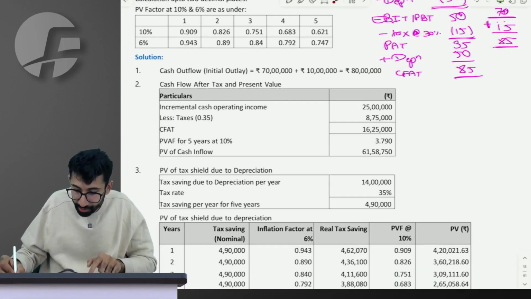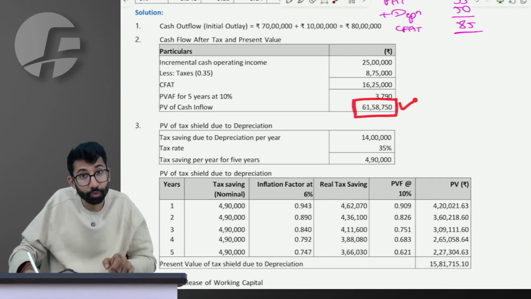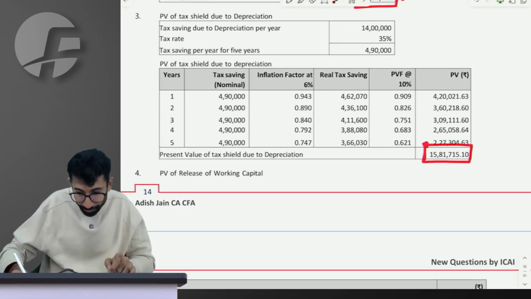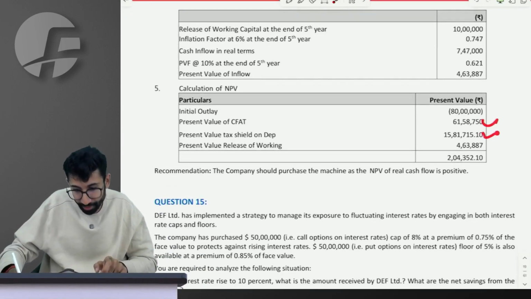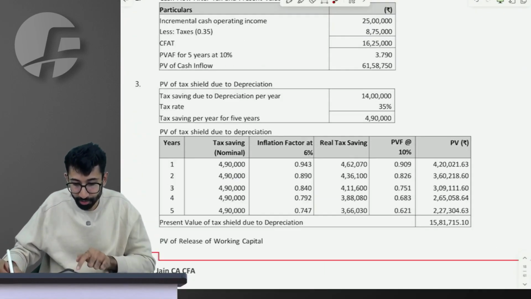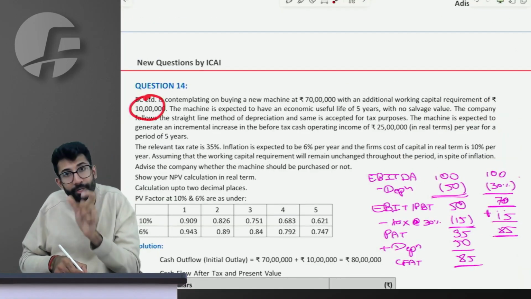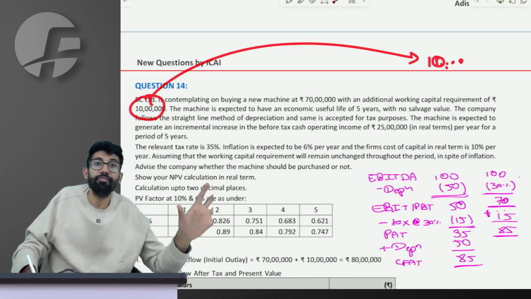Sir, every year I have the present value of future cash inflow as this, and along with that I have the present value of depreciation as this. So 6158 and 1581. Fine. Along with that, sir, one more thing to learn. I invested 10 lakh rupees of working capital today. The same 10 lakhs will get released after 5 years.